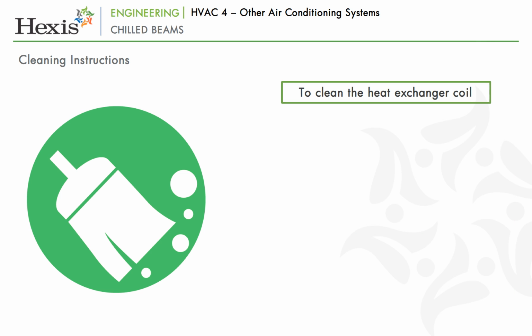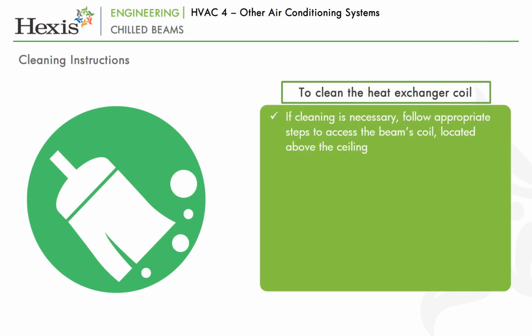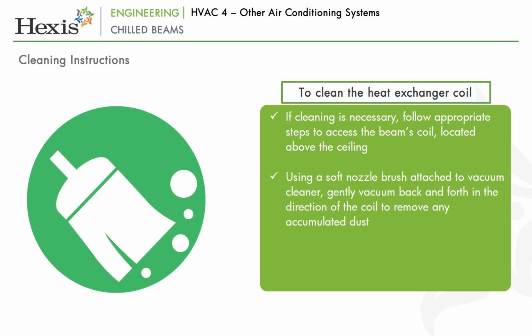To clean the heat exchanger coil, if cleaning is necessary, follow appropriate steps to access the beam's coil located above the ceiling. Using a soft nozzle brush attached to a vacuum cleaner, gently vacuum back and forth in the direction of the coil to remove any accumulated dust. Grills are provided by others. Follow the manufacturer's instructions to clean beam grills.